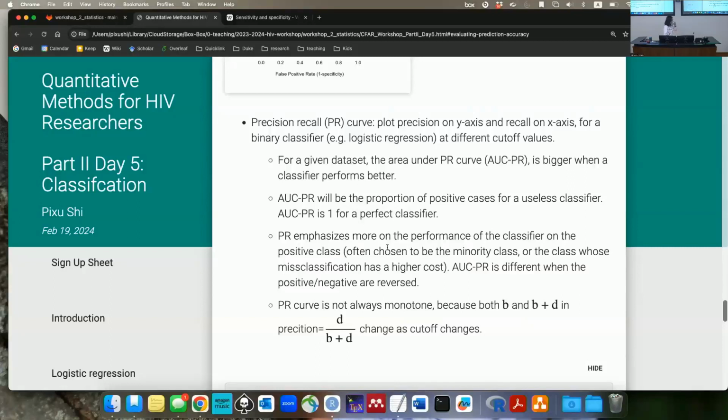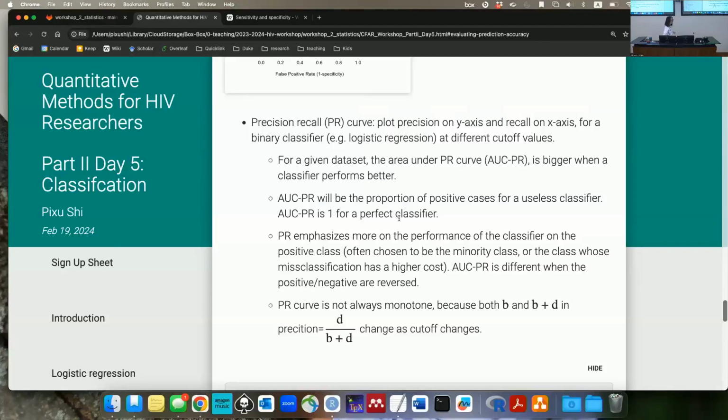So it's possible that you have two classifiers. Classifier A has a larger area under the curve for precision recall if you use label 1 versus 0. And the other classifier may be better if you reverse the label. The two classifiers may do different jobs on classifying each class, and the precision recall is going to capture that. It's going to emphasize on the label 1.